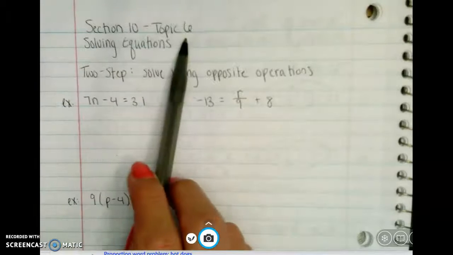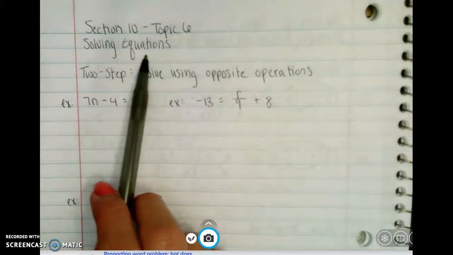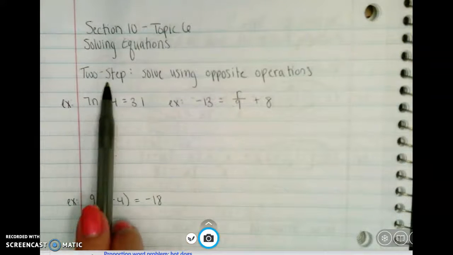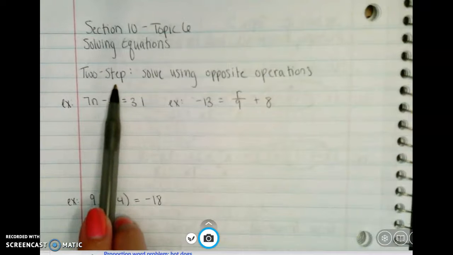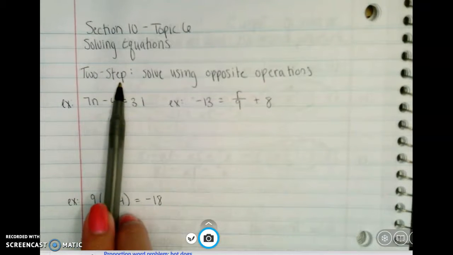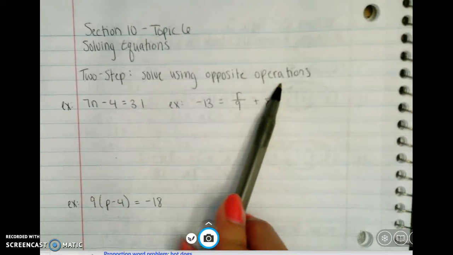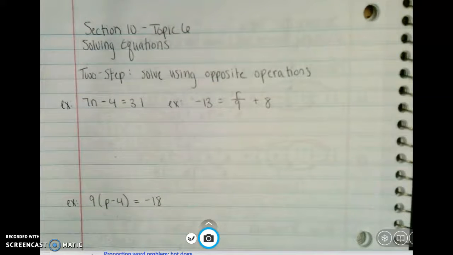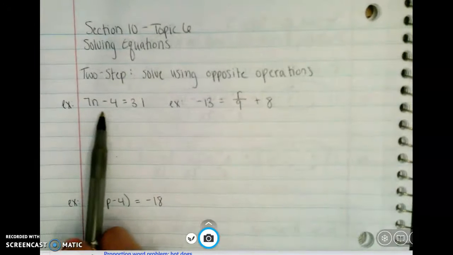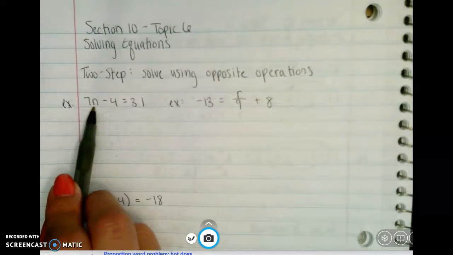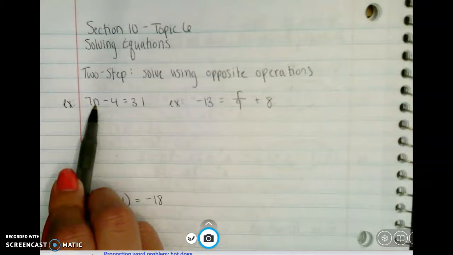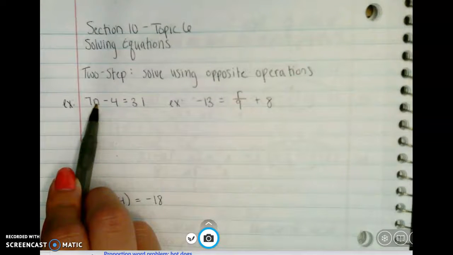In section 10, topic 6, we're reviewing solving equations. So first we're going to look at two-step equations, and I want you guys to remember that when we're solving two-step equations, you need to solve using opposite operations. So what that means is that we're going to be undoing these problems by getting n, or whatever variable it is, by itself, by doing the opposite of what's seen in the problem.